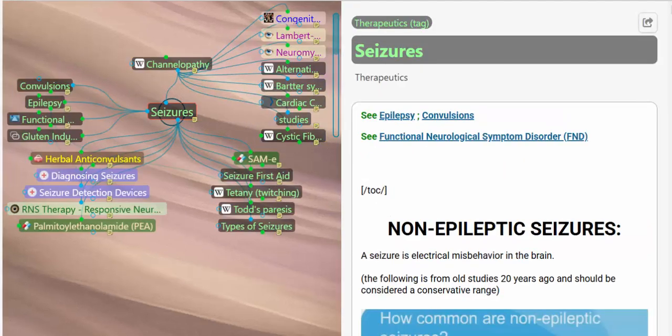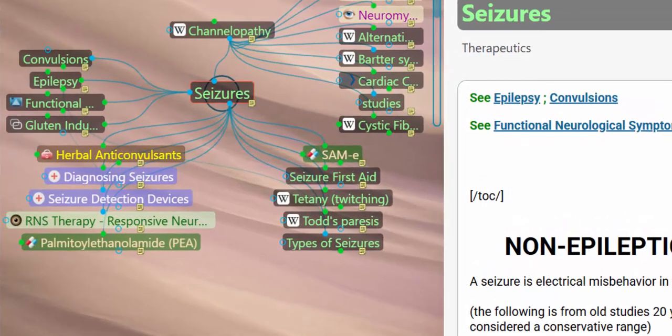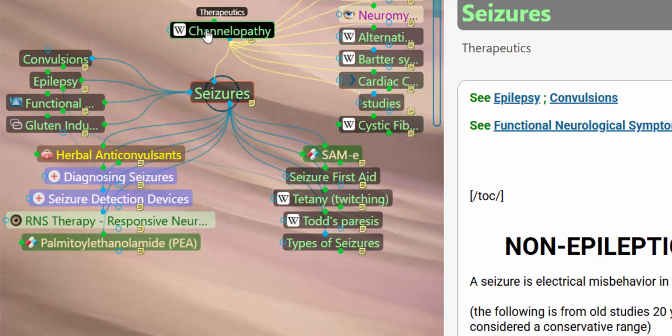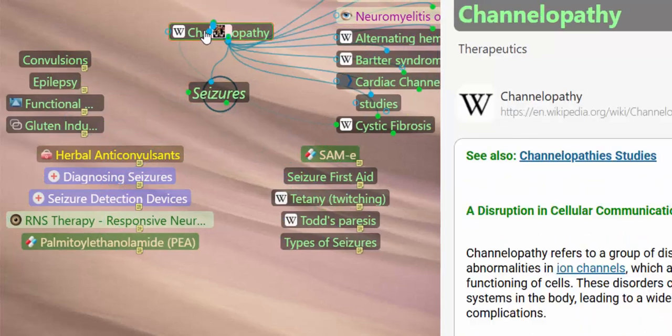Looking at the left-hand side of the screen, we see an example of how the database is designed to help us visualize how everything is connected in holistic medicine. Here is seizures, but you see there are several other connections. We'll just take a quick look at those. First of all, it's a type of channelopathy. And what does that mean?